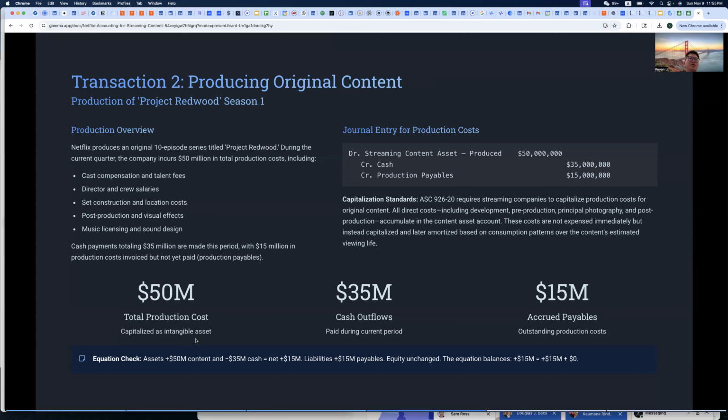So we can see the total production cost is 50 million, the cash outflow is 35 million, and the accrued payable is 15 million. The equity is unchanged, and the accounting equation balances, with the plus of 15 million on both sides in total.